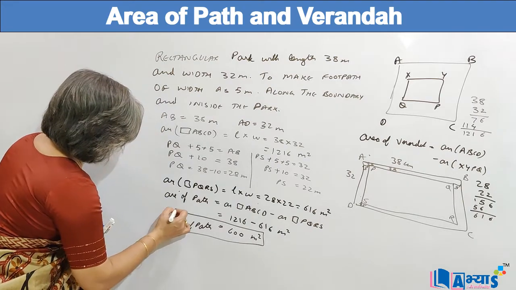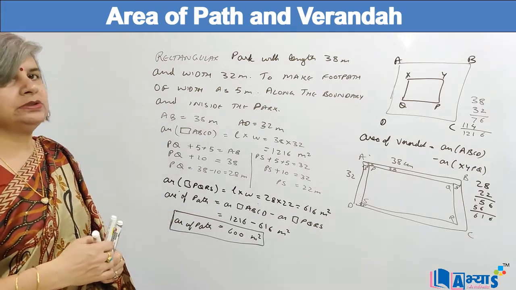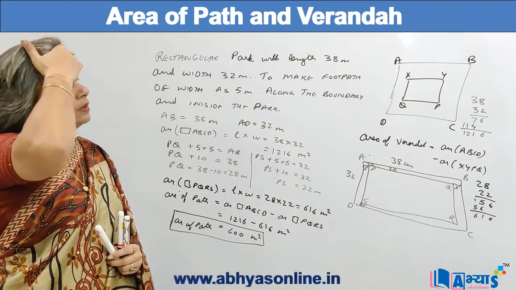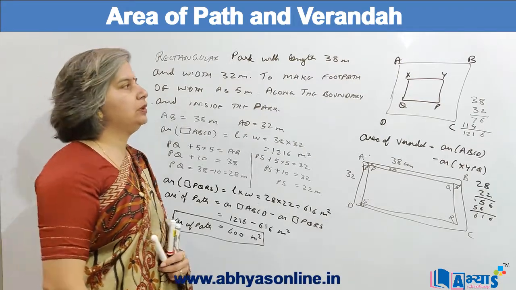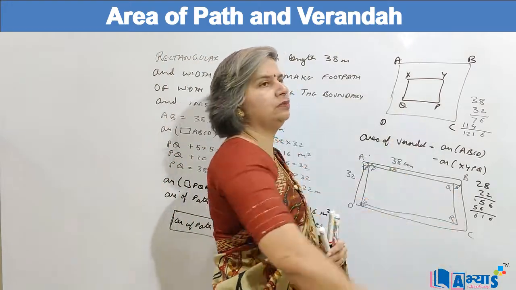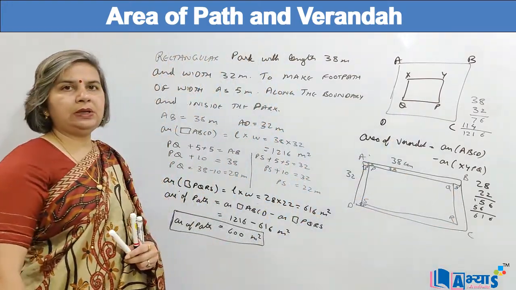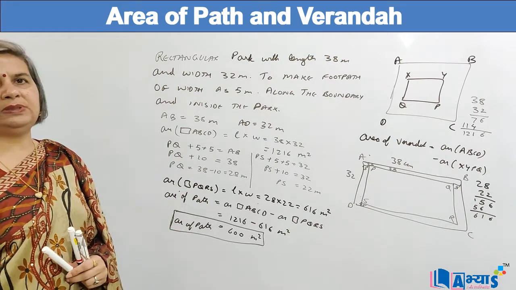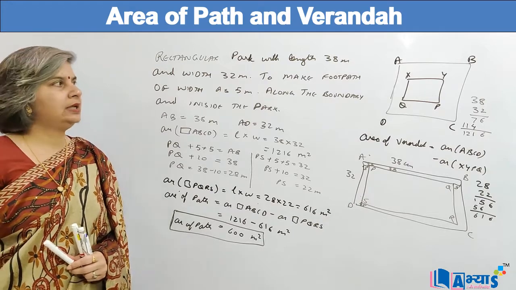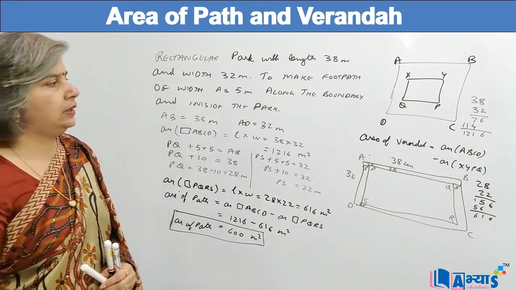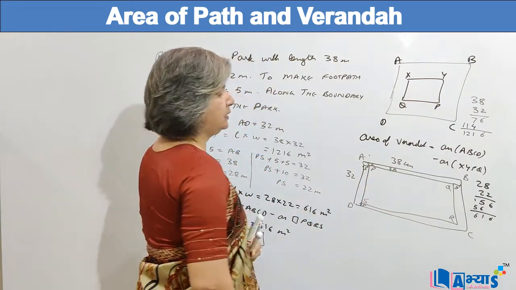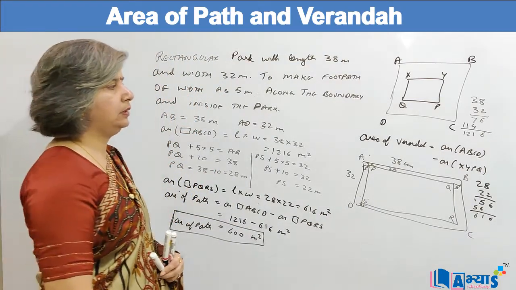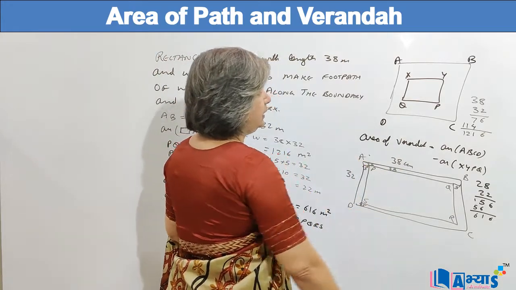So this is how we can find the area of path which is along the boundary and inside the park. It is almost equal to the concept of finding the area of the veranda when a house is built inside a plot. In the case of veranda, we have taken ABCD as the plot and XYPQ as the house, and in this case we have taken ABCD as the park and PQRS as the inside of the park, and the footpath is the area between ABCD and PQRS.